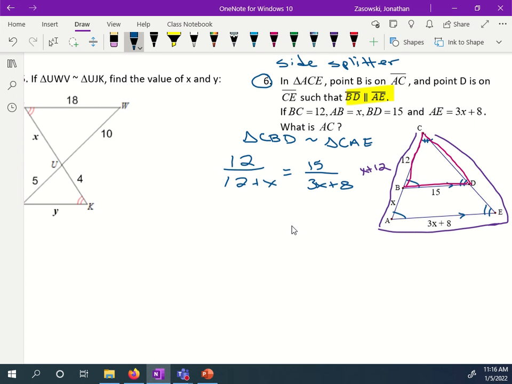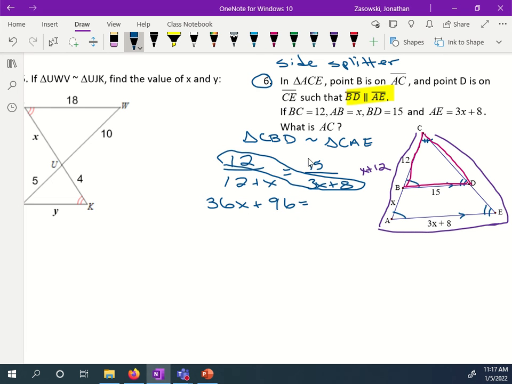We're going to do a whole day of just this, okay? So we'll come back to it, but I just wanted to show it to you because it still uses congruent or similar triangles. And then we cross multiply. So 12 times 3x plus 8 becomes, 12 times 3 is 36x plus 12 times 8 is 96.